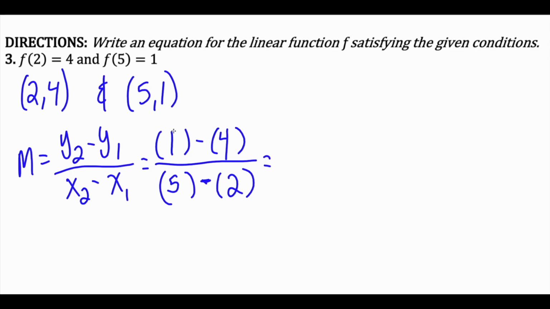So we go through and simplify. 1 minus 4 is a negative 3. 5 minus 2 is a positive 3. And when we simplify that, we end up with a negative 1.